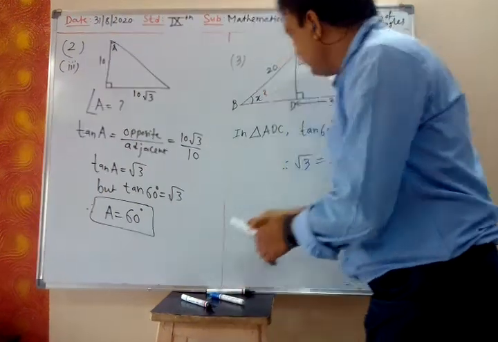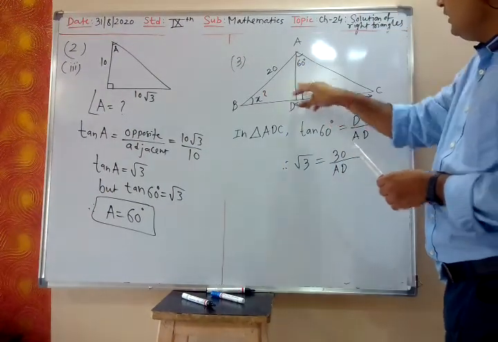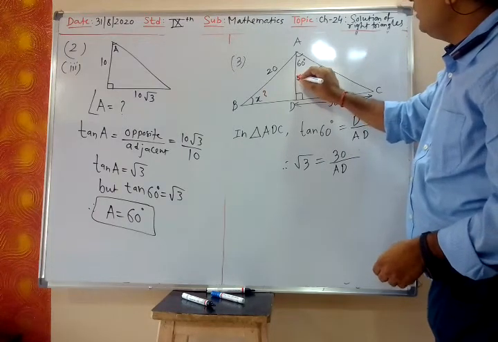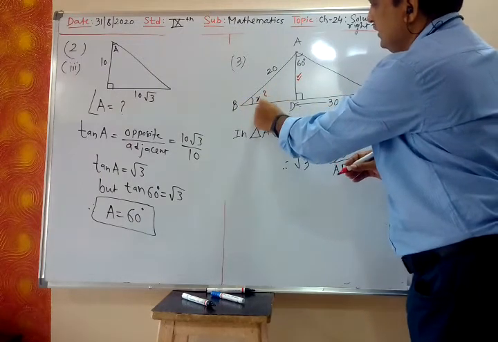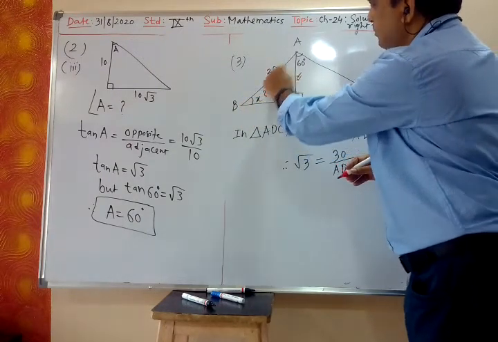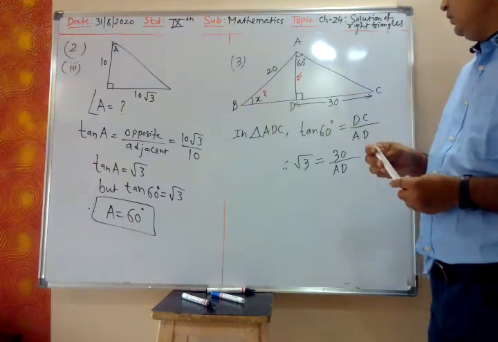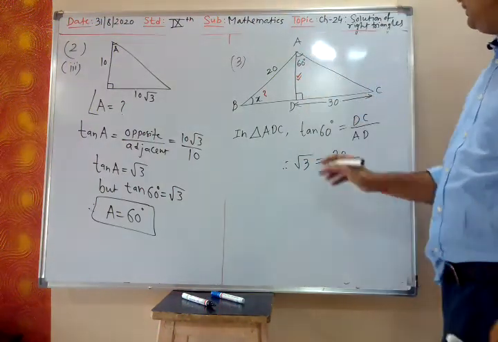Because by using tan 60, we get opposite upon adjacent, so we get the value of AD. Once you get the value of AD, for x, I can use sine x, opposite upon hypotenuse. So first we consider tan 60 and then find the value of AD.